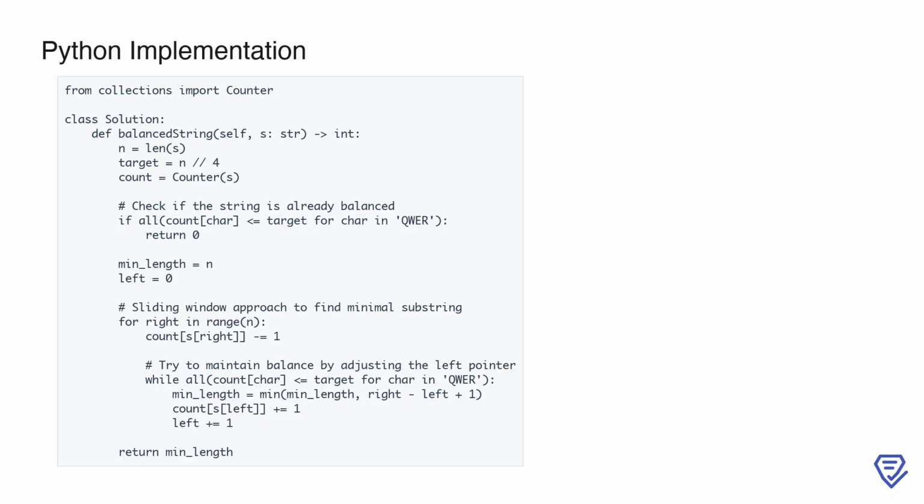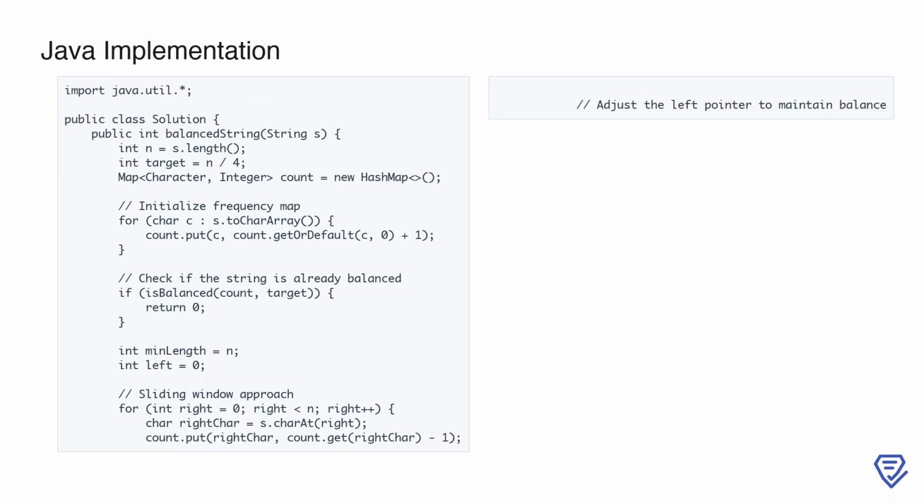Here, we begin by importing the necessary Java utilities and defining our solution class. The main method, balancedString, takes a string s as input. First, we calculate the target frequency for each character, which is the total length of the string divided by 4, since the goal is to have an equal count of Q, W, E, and R.